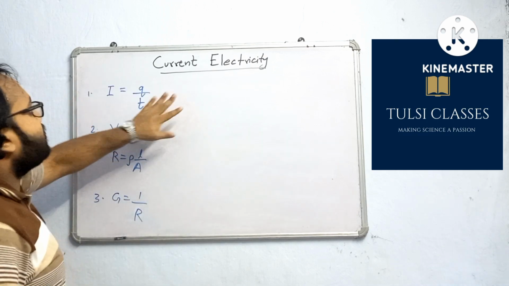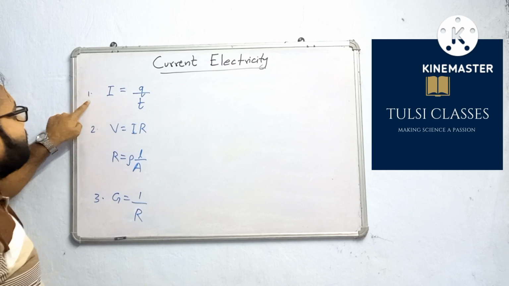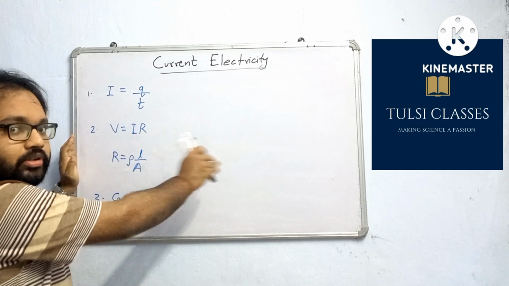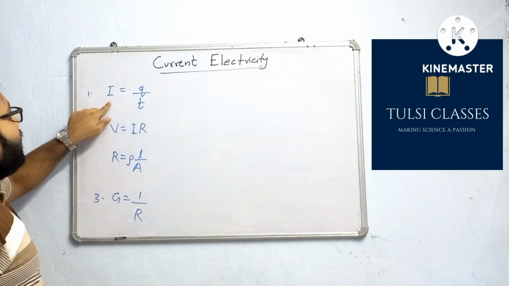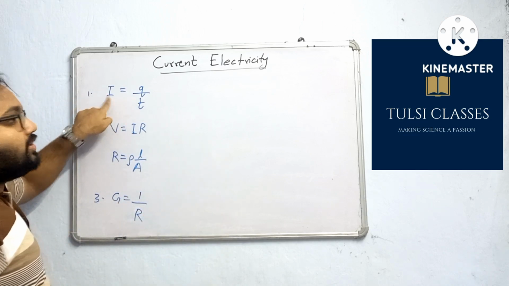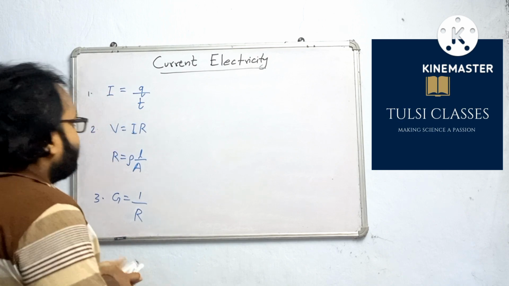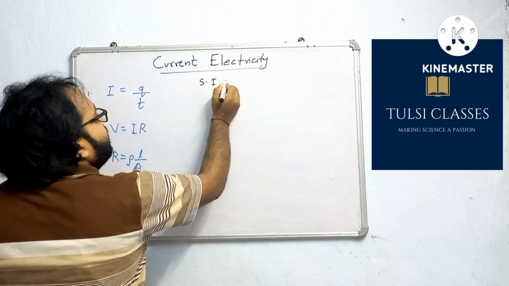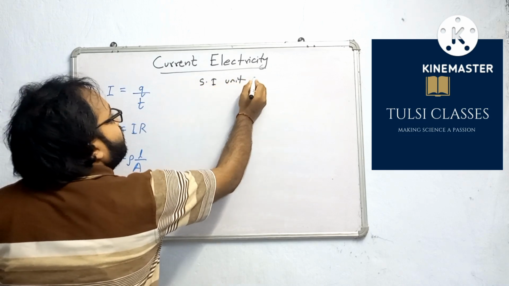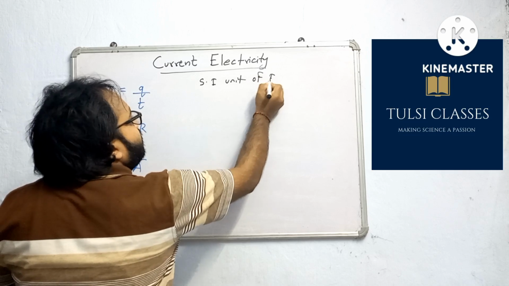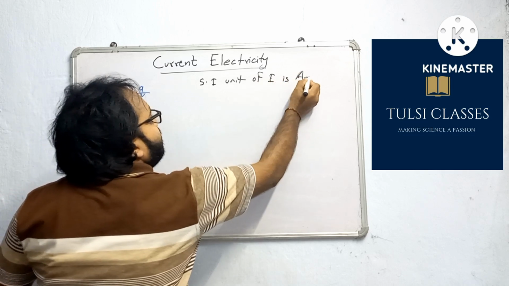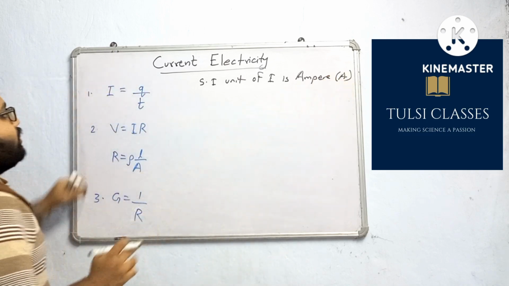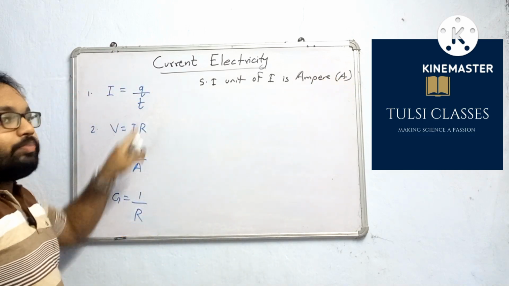The next three formulas are related to current, electricity. See, I am writing 1, 2 because I am forgetting which number formula was there before erasing the thing. So I is equal to Q by T. I says current in ampere. SI unit is ampere. I is current. Its SI unit of I is ampere, denoted by capital A. Current is equal to charge per unit time.